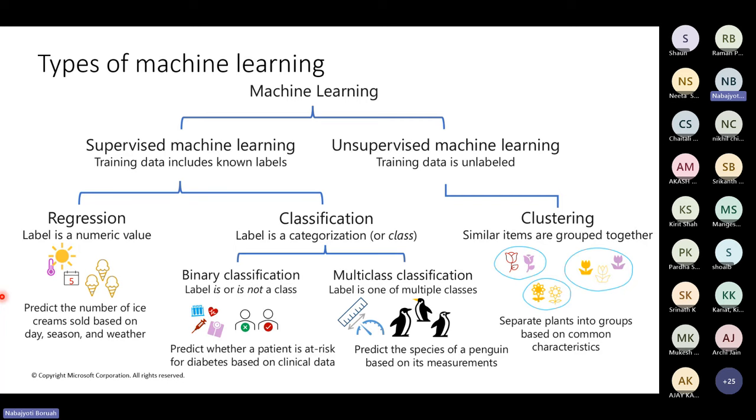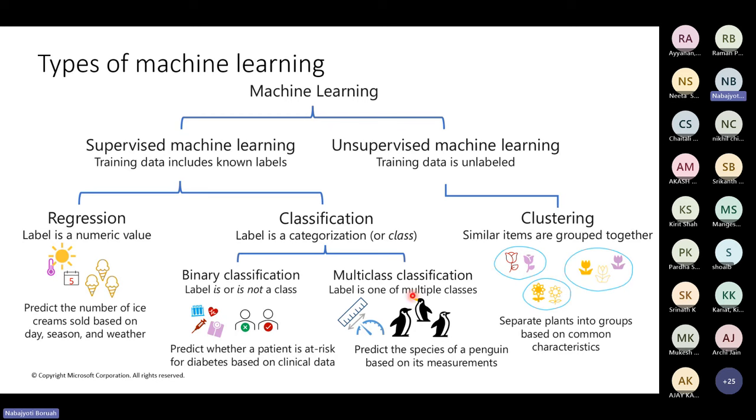For example, whether a patient is at risk of diabetes based on clinical metrics like weight, age, blood glucose level, and so on. So whether that person is diabetic or not, we can classify it based on the metrics. What is the weight of that particular person? What is the age? What is the blood glucose level? And many more. On what basis would it be detected that this person is diabetic or non-diabetic? So that is the classification we are talking about, binary classification.